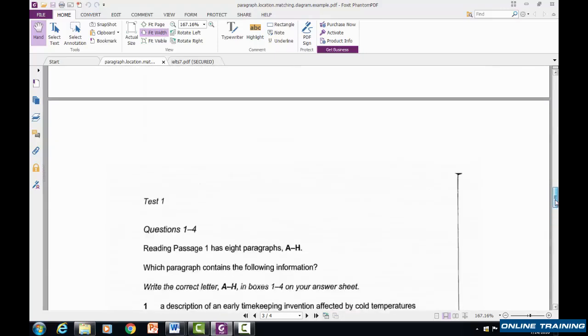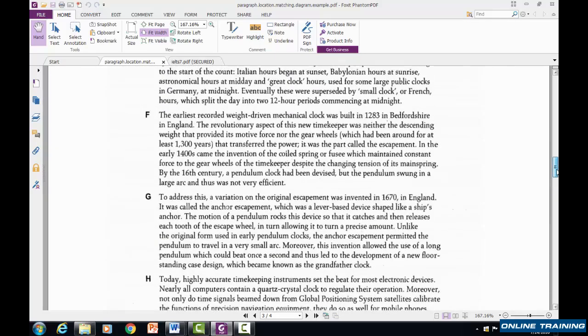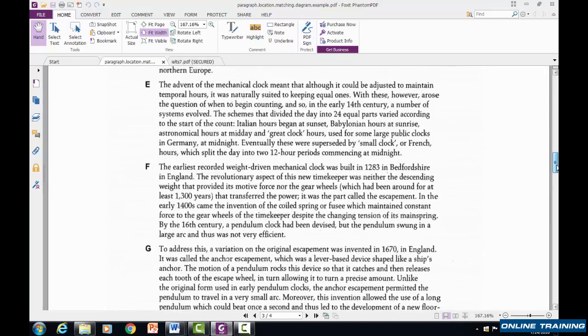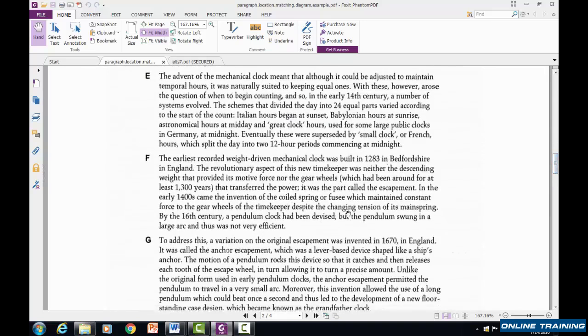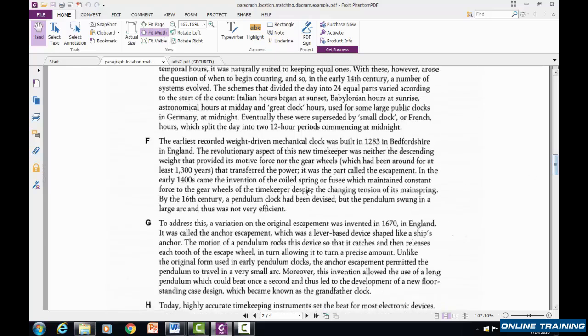Okay. And also, when I was in this paragraph about England, there's England right there. Yes, I see something about a pendulum clock. I see something about a pendulum clock right here. Something about a pendulum clock.